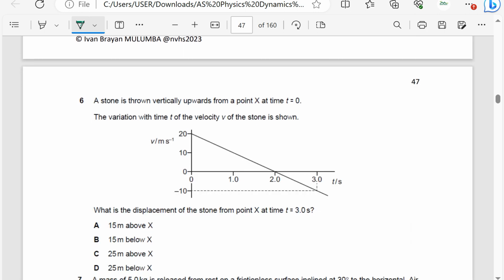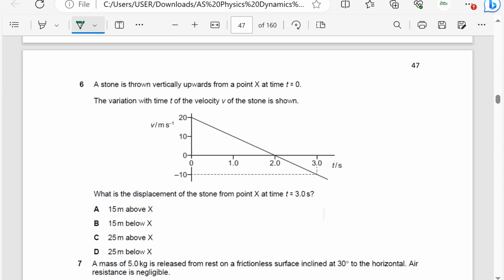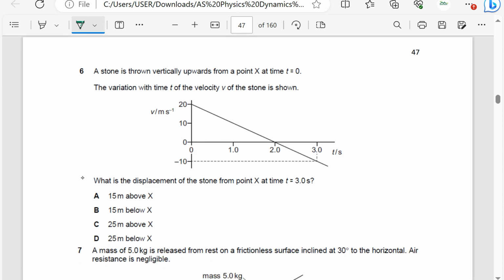A stone is thrown vertically upwards from a point X at time t equals 0. The variation with the time t of the velocity v of the stone is shown. What is the displacement of the stone from point X at time t equals 0? Displacement. So here it is going upwards. Here it is at maximum displacement, where v is 0, it is at maximum height. Then here it is now moving in the opposite direction, so we are just going to subtract.